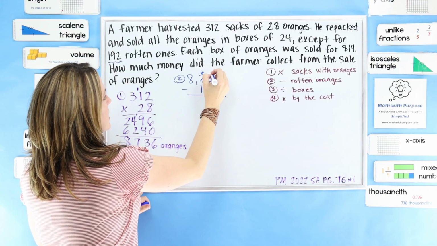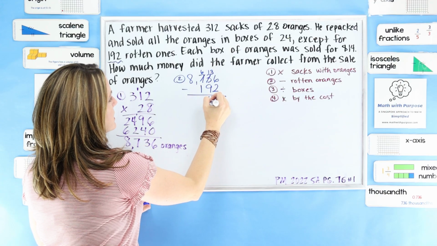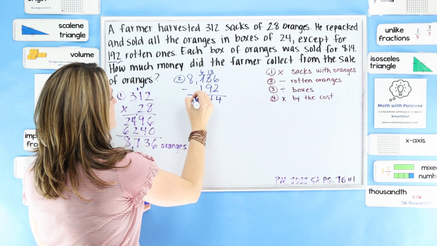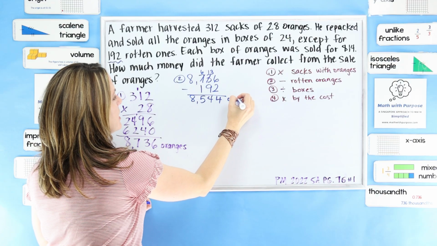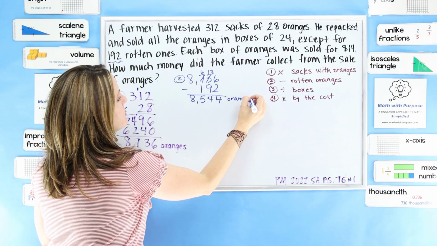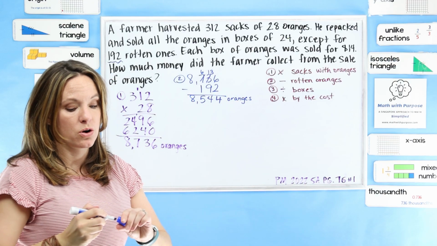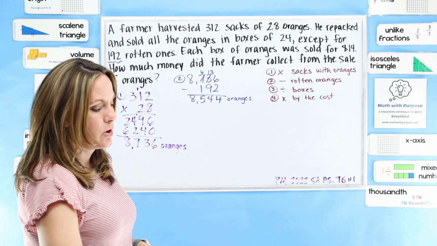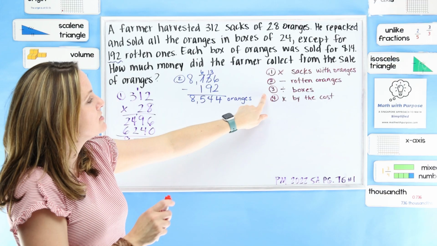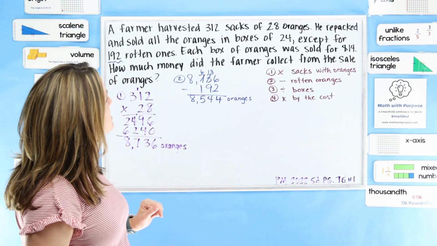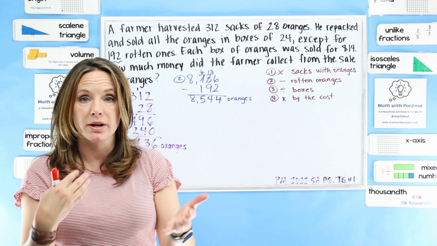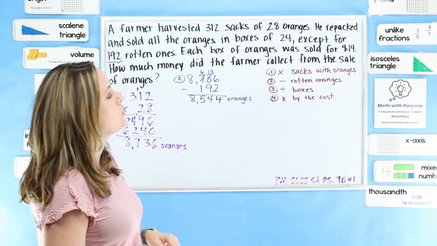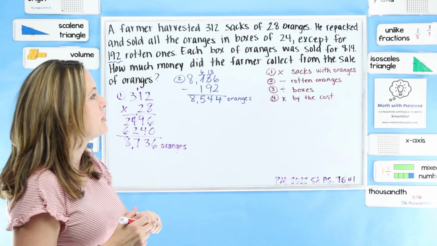So we got a little bit of renaming we need to do over here. And now we have 8,544 oranges, okay? What's our next step that we need to do? We need to divide it by the number of boxes that we're going to create. So we're going to make a box of 24 oranges in there. So we're finding out how many boxes.